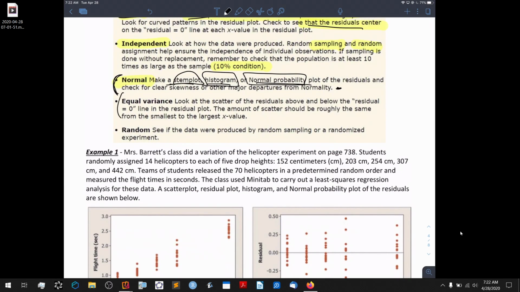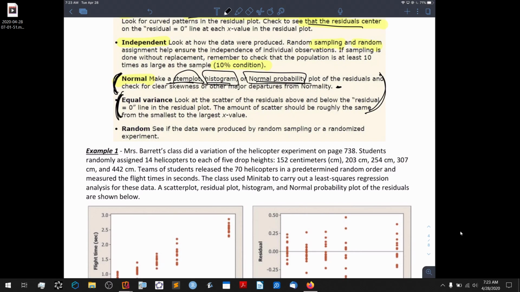And then equal variance means look at the scatter of the residuals above and below the residual line and make sure that they're about the same. That's also very difficult. So these two conditions are very difficult to meet, okay? They're very difficult to meet exactly, precisely like they're listed here. So if you see something that looks sort of okay in those two regards, you can just move on, all right? And I'm going to show you right now what that means.